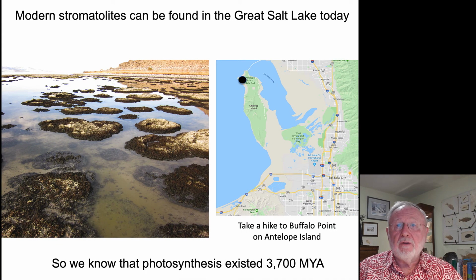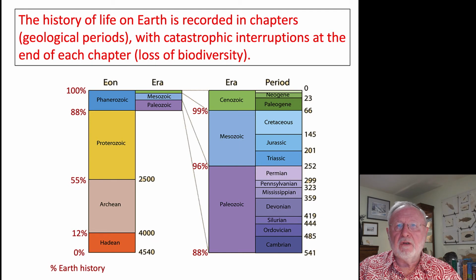You can actually see these stromatolites here in Utah. Here's a picture taken from Buffalo Point, which is here in the northwest corner of Antelope Island. So if you simply drive over to Antelope Island and go to the parking lot and simply hike over the hill, you'll be able to see these stromatolites. Remnants of what life was like 3,700 million years ago.